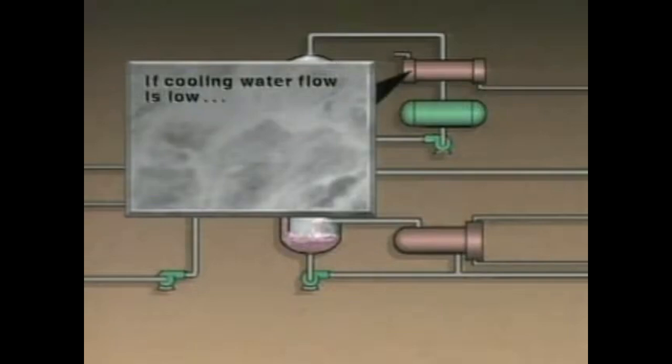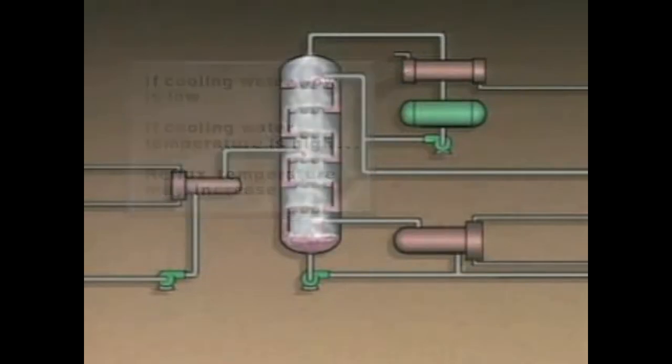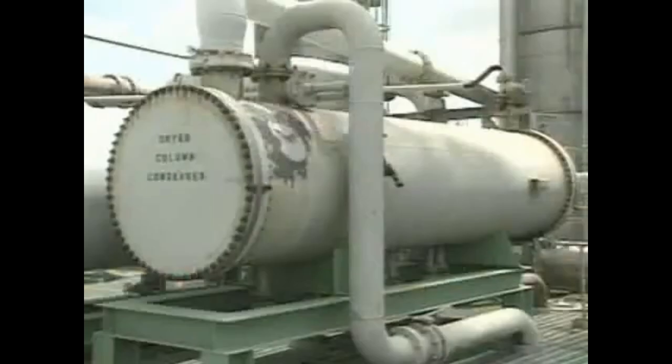For example, if the cooling water flow through this shell and tube condenser is lower than normal, or if the water temperature is higher than normal, the temperature of the reflux may increase. As a result, less cooling could occur in the top of the column. This could cause heavier uncondensed vapor to rise too far up the column, mix with the overhead vapor, and be carried into the overhead condenser.